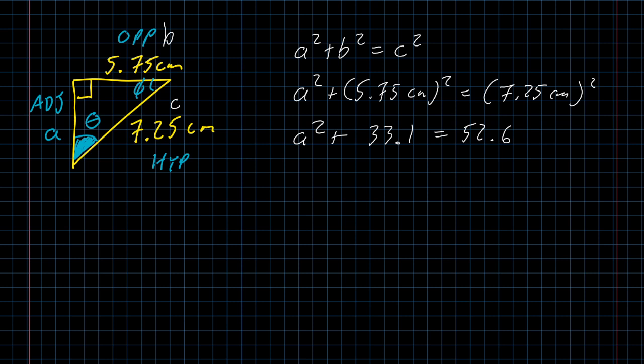Subtract 33.1, I get that a squared is 19.5. Very conveniently, everything there was rounded to the nearest tenth. And then to get a by itself, I need to take the square root of 19.5. My calculator tells me that the square root of 19.5 is 4.42. My two lengths that were given were in centimeters, so I know that this one is going to be in centimeters as well.